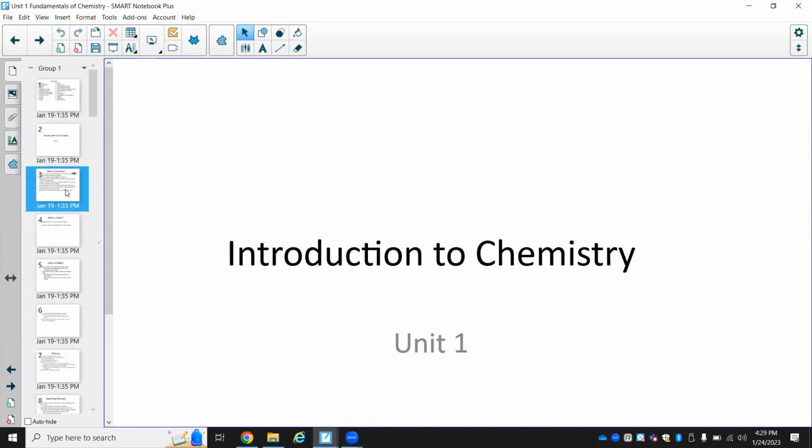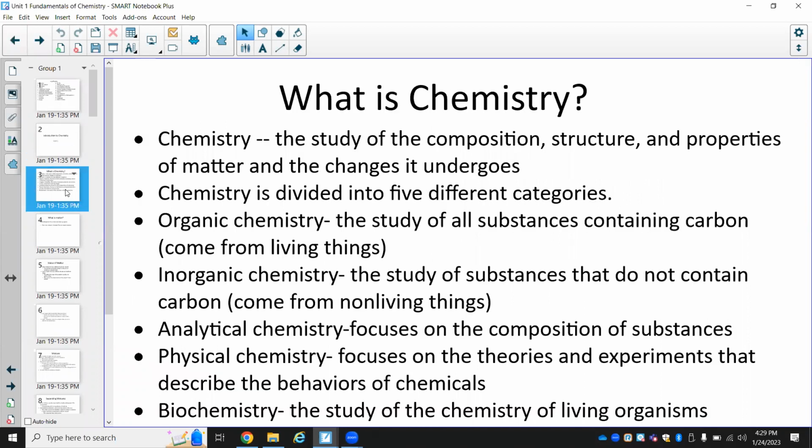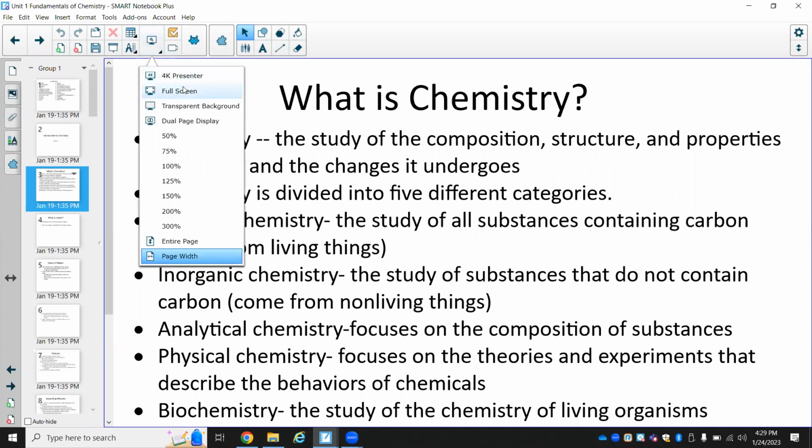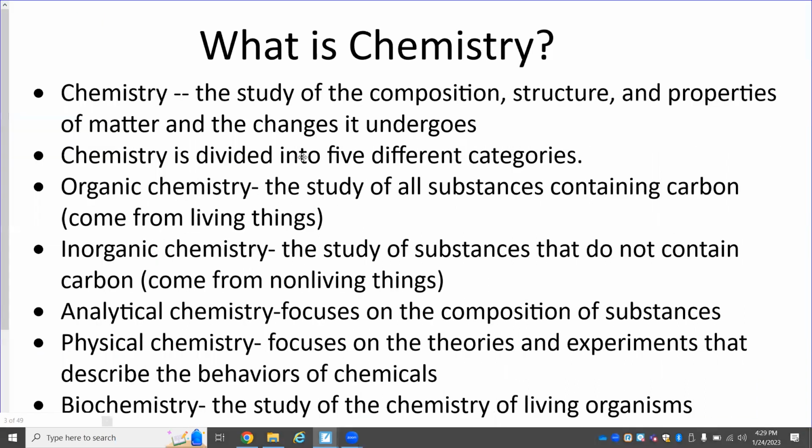So Unit 1 is just a basic introduction to chemistry. We are going to talk about what chemistry is. We're going to talk about a lot of the measurements and things that we deal with in chemistry. So looking at what is chemistry, and I'll full screen it for you so you can see a little bit better.